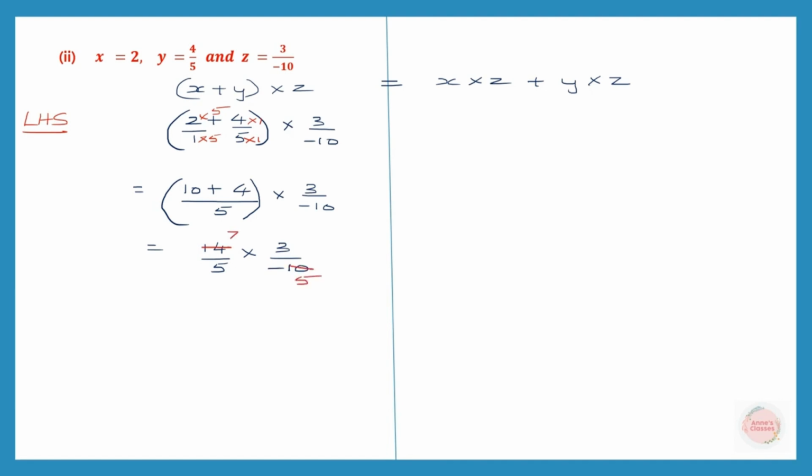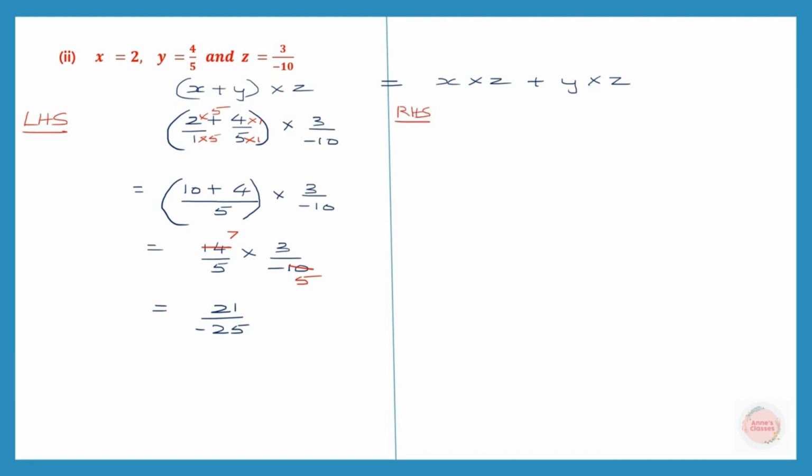Now let's multiply the numerators. Numerator, 7 3s are 21. Denominator, 5 into 5 is 25, minus 25. So on the left hand side we have 21 by minus 25. Now here let's look at the right hand side and see what we have.